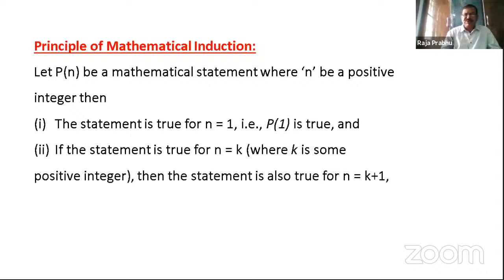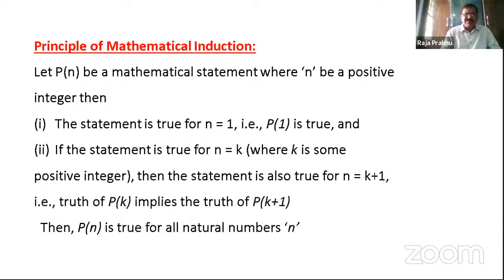And the second step: if the statement is true for n is equal to k, where k can be any positive integer, then the statement also will be true for n is equal to k plus 1. So these are the two major steps of the principle of mathematical induction. This implies the truth of P of k implies the truth of P of k plus 1. When it is verified in these two steps, then the total statement will become true for all the natural numbers.